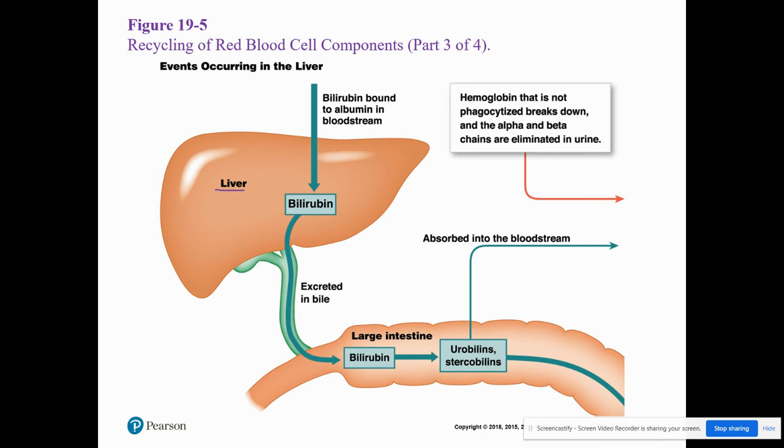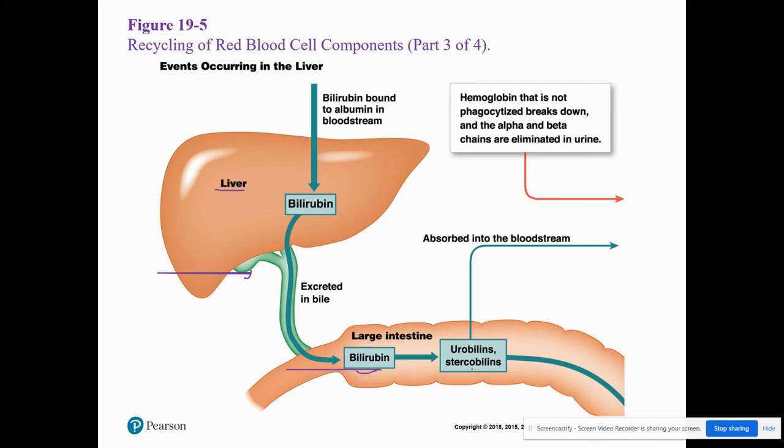You've got your bilirubin, the yellow colored one, coming in through your liver, and it's going to be excreted with the bile. So they're showing your gallbladder right there. Oh, that's ugly, but whatever. So it's going to be excreted in the bile. Again, bilirubin is the yellow one.